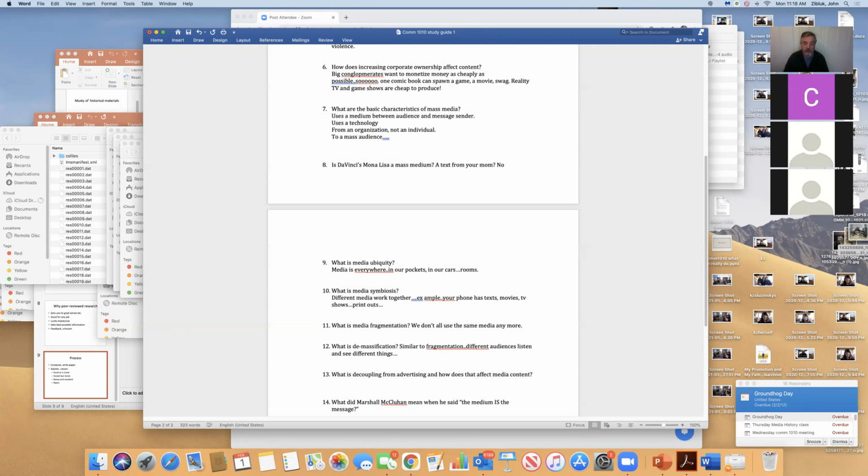Decoupling from advertising. That is, advertisers don't need media as much. They can go to you directly. They can text you, they can email you. You don't have to look at an ad. What that does is the effect means less money goes to media outlets, and less money equals cheaper content.